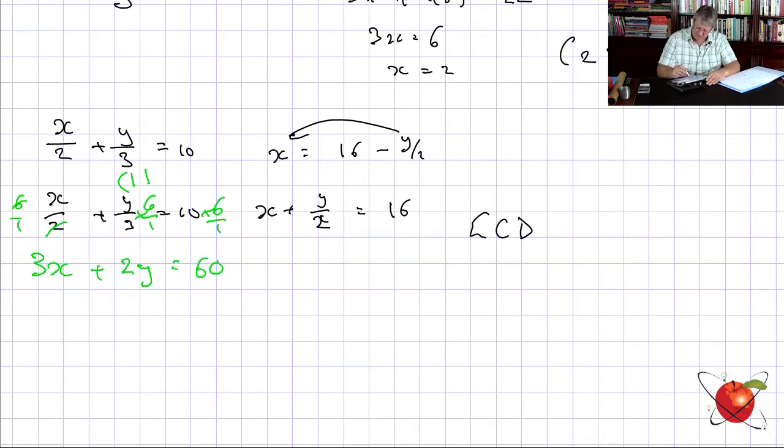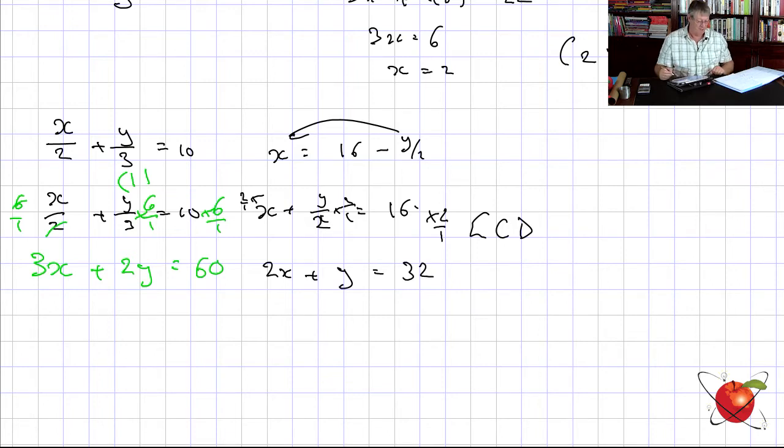Let's go back to my conventional color. Let's look at this side. Over here, I just need to multiply through by 2. So therefore, I can times by 2. So I say 2 over 1 times 2 over 1 times 2 over 1, which is going to be equal to 2x plus y equal to 32. Right? Therefore, we've got that.